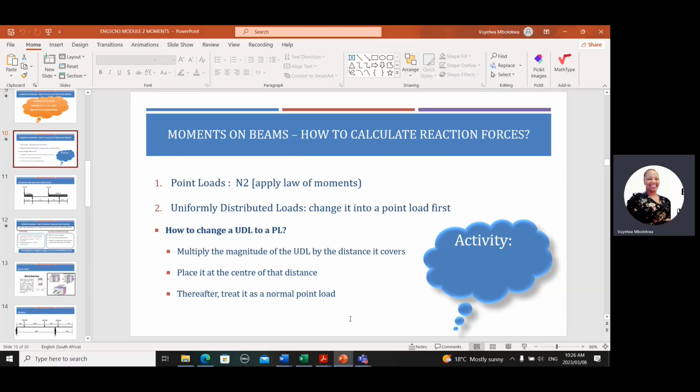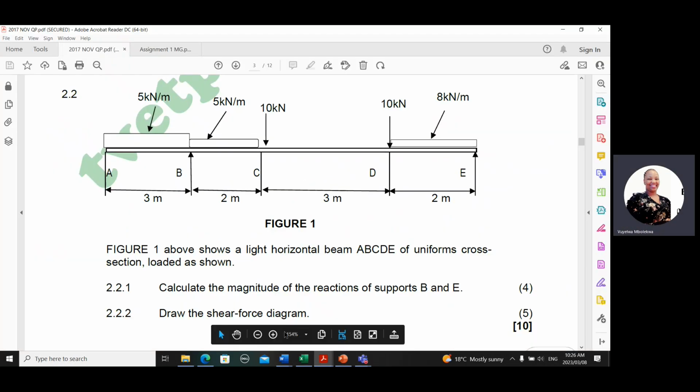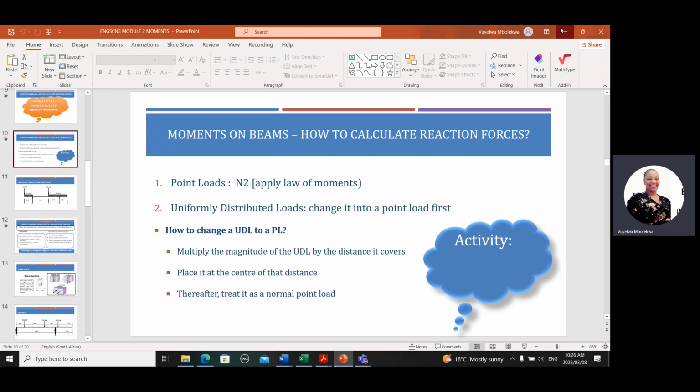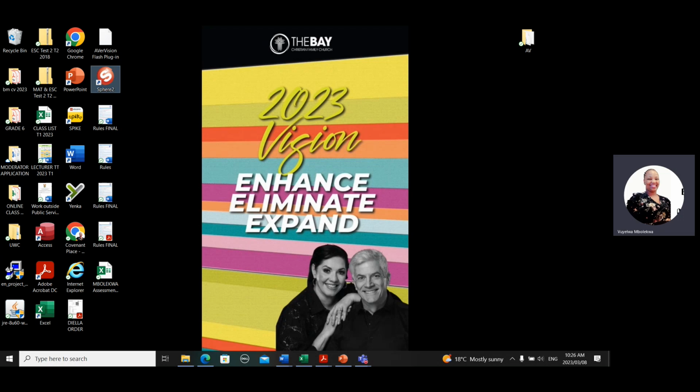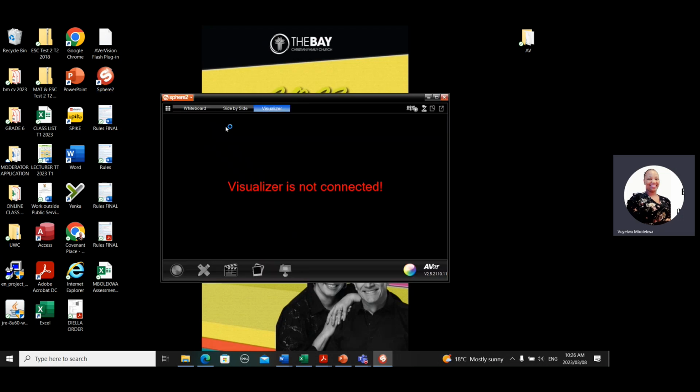Okay, then let's look at this as a question. So this is the question from November 2017 question paper. A beam is given. They say calculate the magnitude of the reactions at supports B and E. Okay, so now we're gonna look at how we do that calculation.